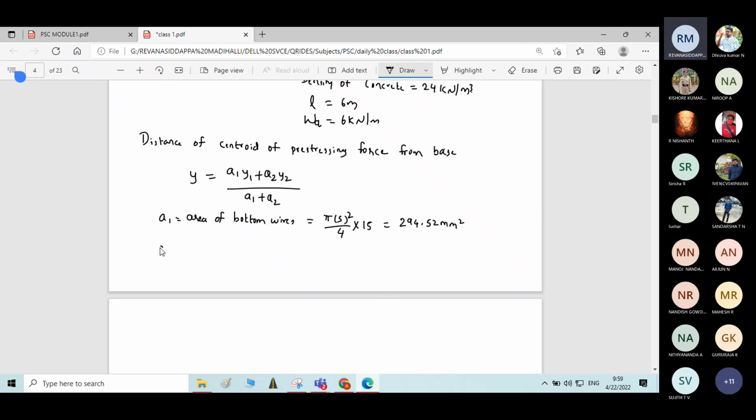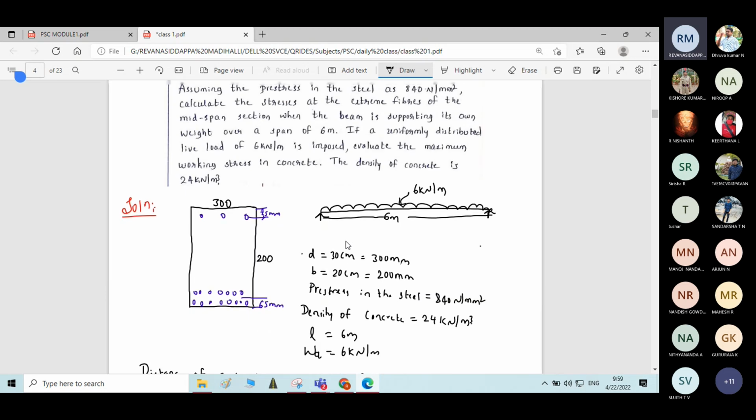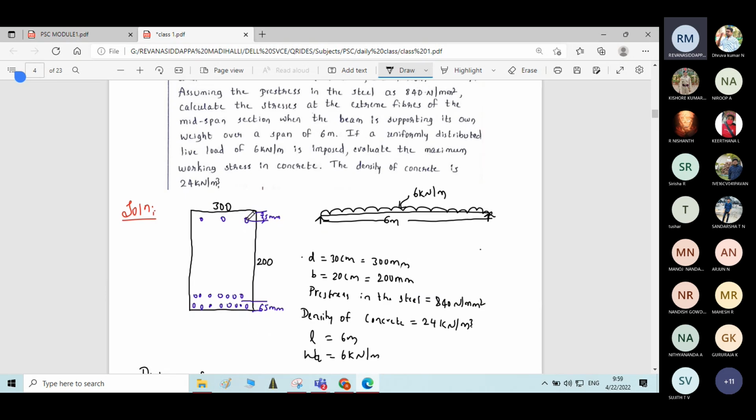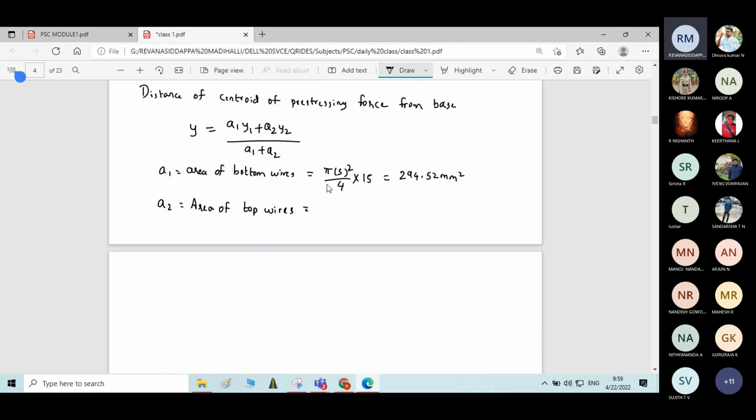Then A2 is the area of top wires. At the top, there are three bars having diameter of 5 mm located at a distance of 25 mm from the top. The diameter is the same here. Pi into 5 square divided by 4 into the number of bars, which is 3. Please check the answer. Answer is 58.90 mm square.